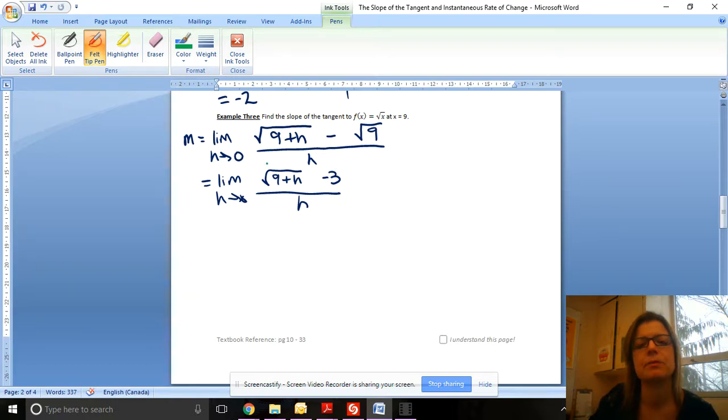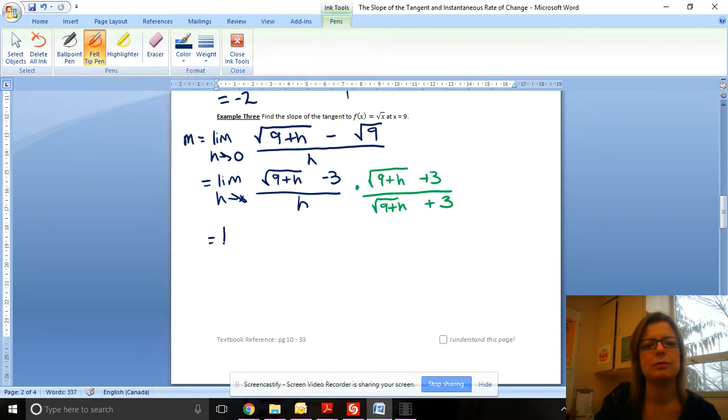So we dealt with limits like this before. What do you do when you have a limit with a square root in it? You multiply by the conjugate. So the conjugate here is root 9 plus h plus 3. And you do that to the top and the bottom so that you're just multiplying, in essence, by 1. Okay. So when you expand this out, you get 9 plus h minus 9 all over h bracket root 9 plus h plus 3.